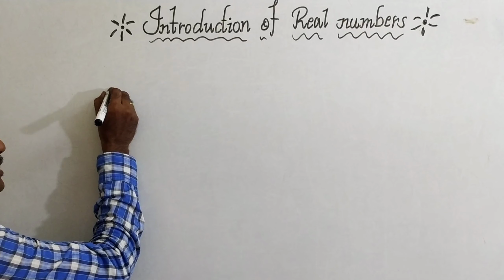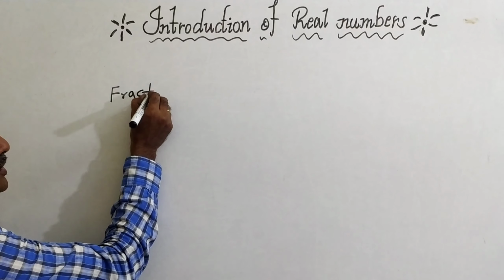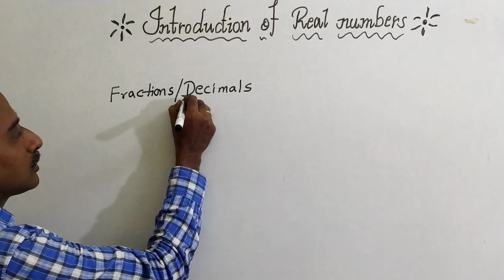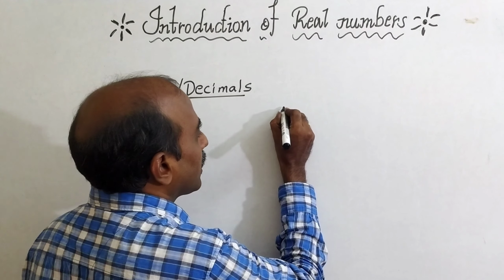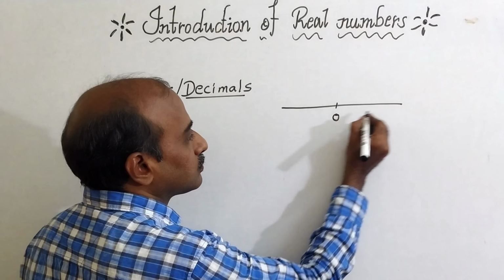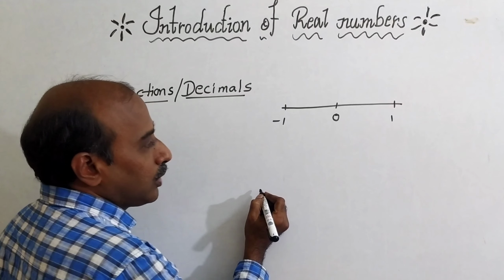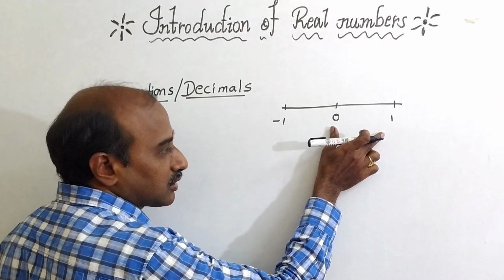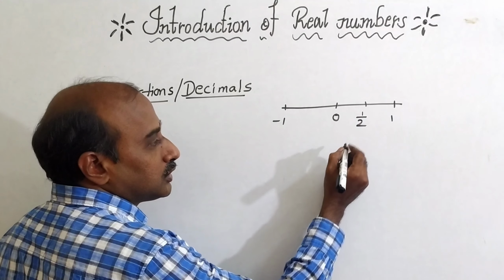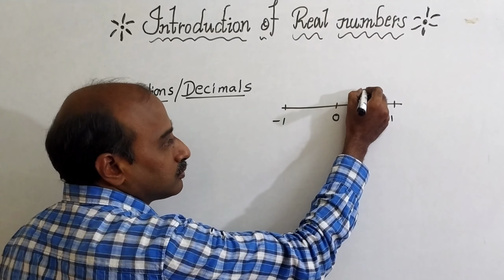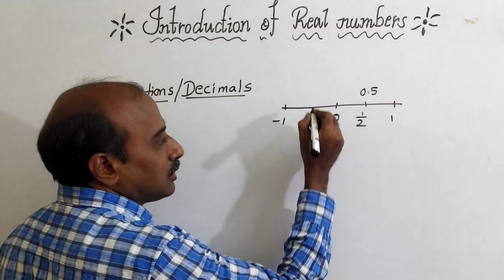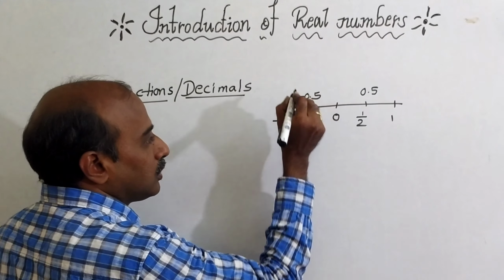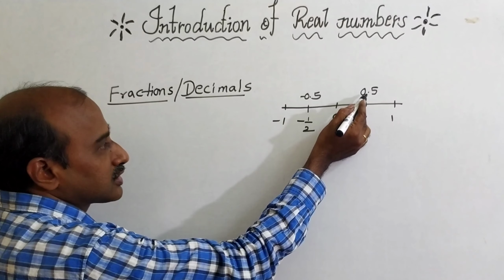Now come to fractions and decimals. Now take the number line. Here you can take 0, here 1, here -1. In between 0 to 1 we have infinite numbers. Take one number, 1/2. This is in the form of fraction. You can write in the decimal form, that is nothing but 0.5. Again you can take here -1/2. What can we write in the decimal form? -0.5. So here we can call 1/2 the fraction, 0.5 the decimal.